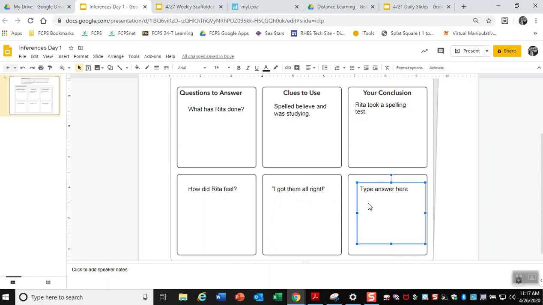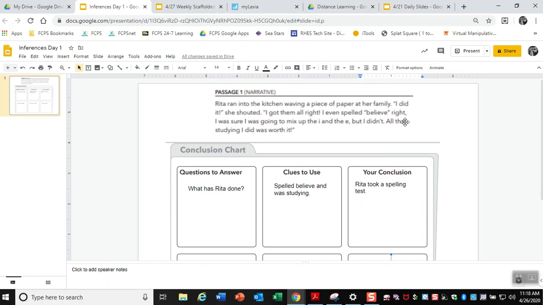So what I know from my own experience to figure out how Rita feels is that I'd feel happy if I did well on a test, especially if I spent all of that time studying. So I think that Rita would feel happy as well. So in my conclusion, I'm going to say that Rita felt happy.